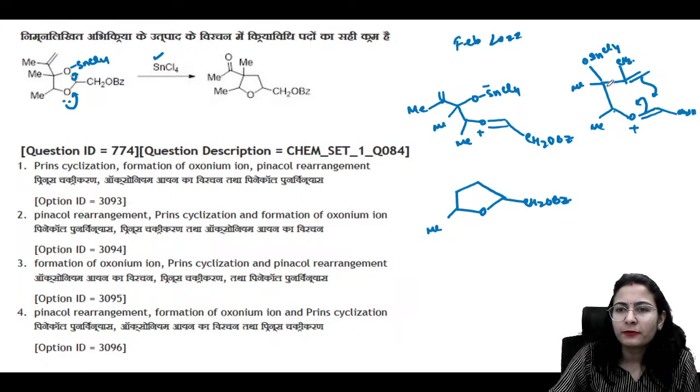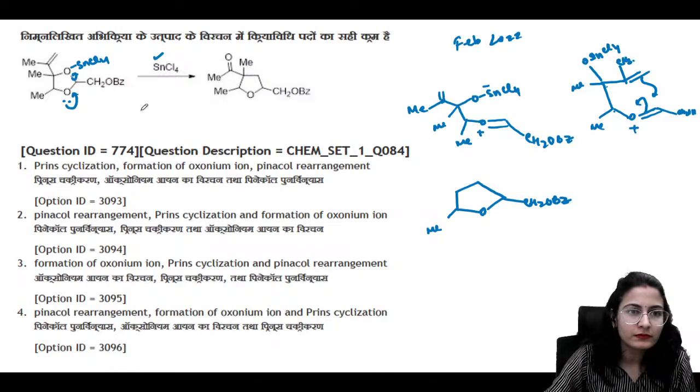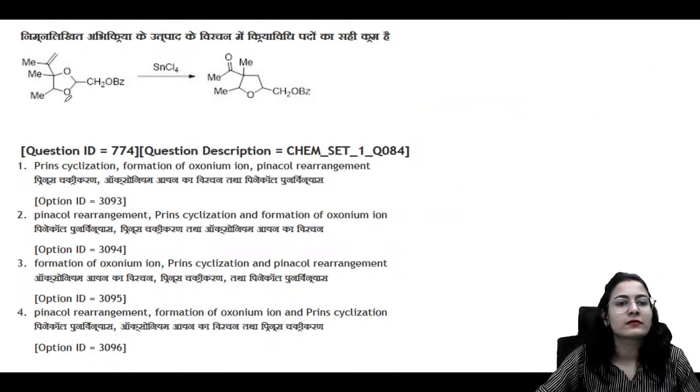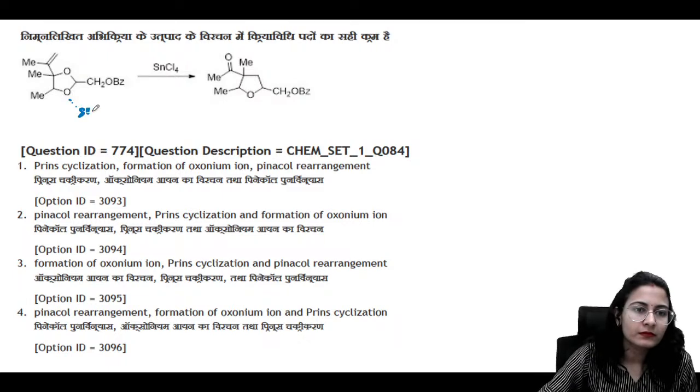1, 2, 3, 4, 5. No, actually we are getting a 6-member ring. Let me just check the carbons once. Yes, guys, try it out as well. Let's see how it goes if we open it like this.